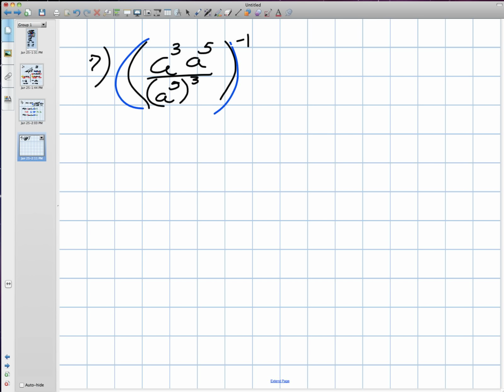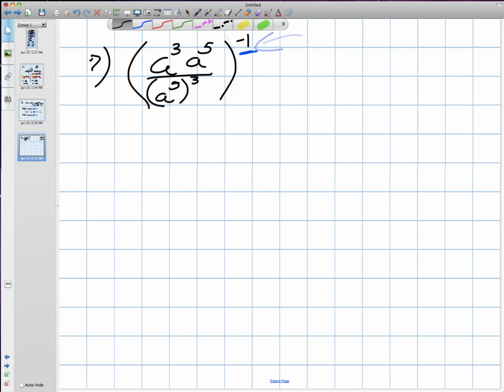Okay, question 7. We're dealing with exponents. Now, according to BEDMAS, this exponent is outside of everything. So what I'm going to do is I'm going to make this a positive exponent right off the bat. In order to make it positive, what do I do to the fraction inside? Flip it. Flip everything on the top. That's right.